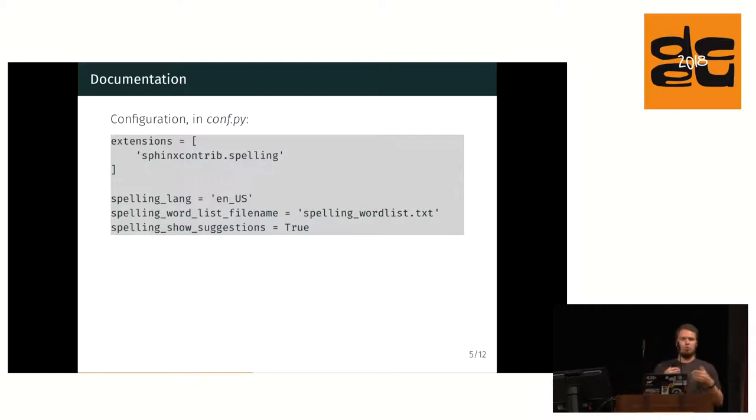You need a so-called word list that just lists all these words that are not found anywhere in a dictionary, but are in your documentation and that are correctly spelled. And you can just specify a word list via the spelling_word_list_filename directive. And if you want, you can ask sphinxcontrib.spelling to show suggestions for things that you misspelled, which makes it even easier for you to fix all those spellings. And this is easy and nice and works great.